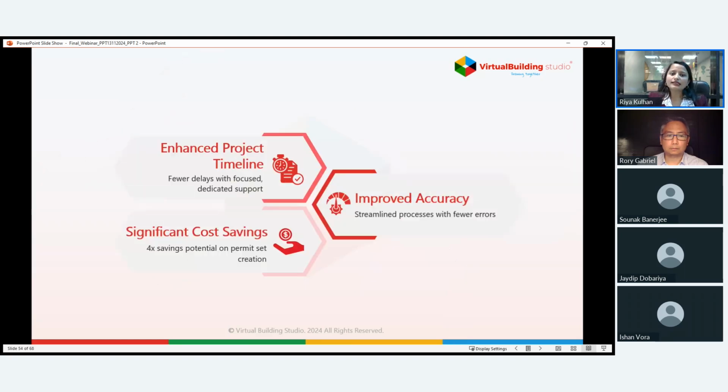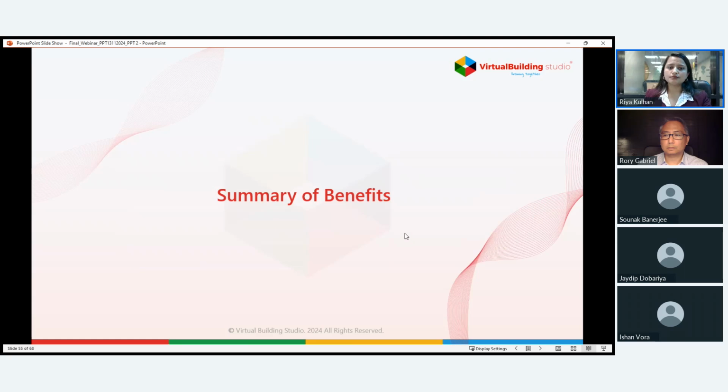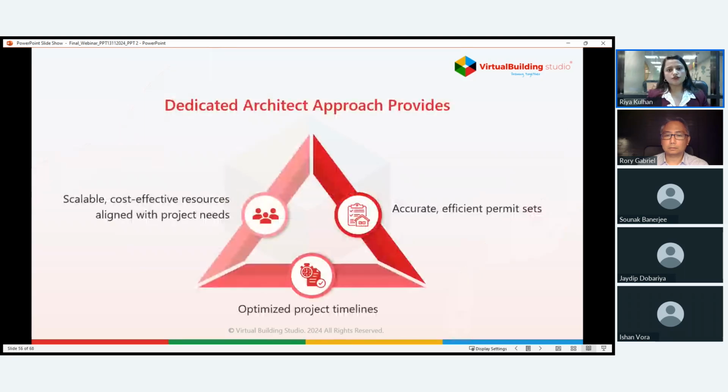So ultimately, this tailored support provides highly accurate, streamlined permit sets, optimized timelines with fewer delays, and significant savings in both your time and cost. So by adopting this method, you'll truly transform the way your team approaches permit sets, enabling you to deliver the project on time, maintaining the high quality of the project, and building a stronger relationship between the client and you.